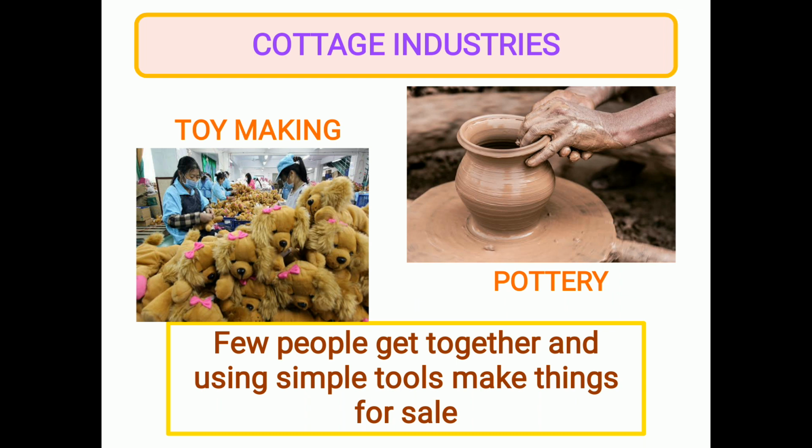They usually work from home, and they do not use machines. For example, toy making, weaving, pottery, shoemaking, jewelry making. All these are household activities which can be carried out even at home, or otherwise we can start them as a small business. That is cottage industries. So based on the size or capital investment, there are three types of industries: the large scale industries, small scale industries and the cottage industries.